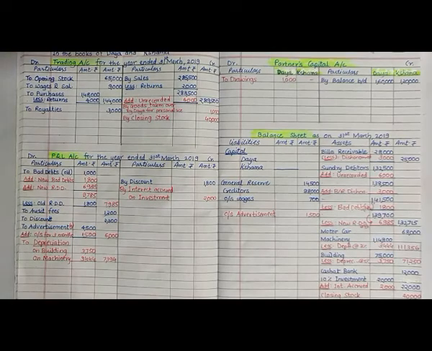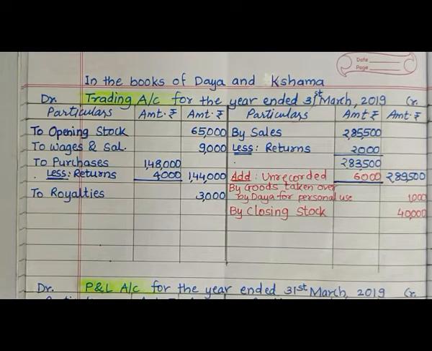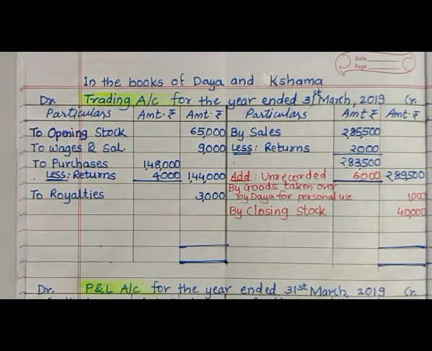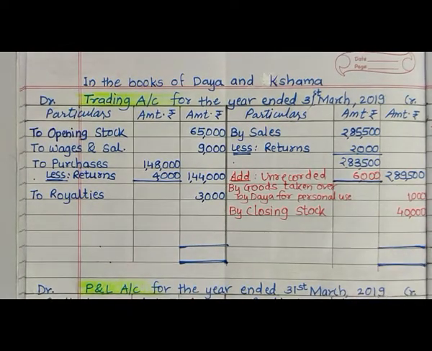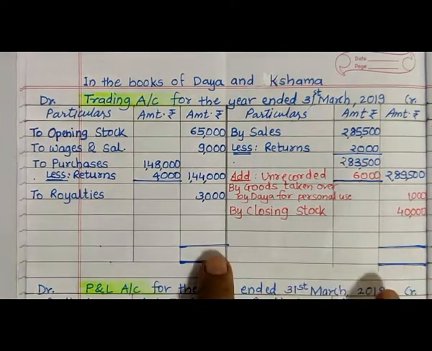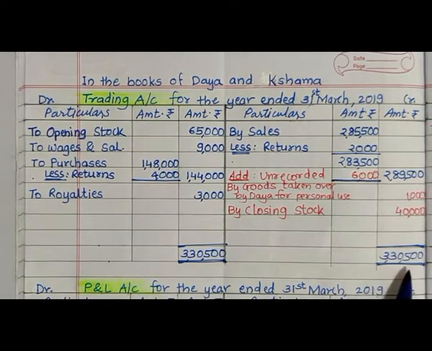After solving all the adjustments, it's time now to find out gross profit or gross loss. We will first close the trading account. If we calculate both the sides of trading account, credit side is heavy and there is gross profit earned by the business. So we will write the total of credit side to both the sides of totaling column, which is 3,30,500.